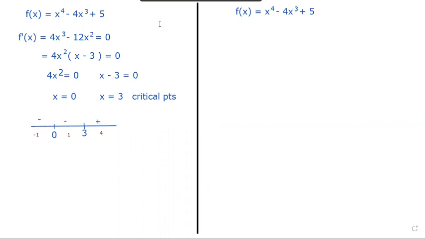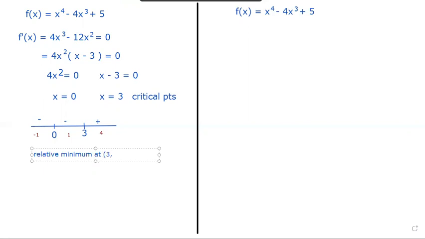Okay, so now it goes to 0. You have a negative and another negative here. So there is no relative maximum. But here it changes at 3. So we know that we're going to have a relative minimum because it's going down at 3.